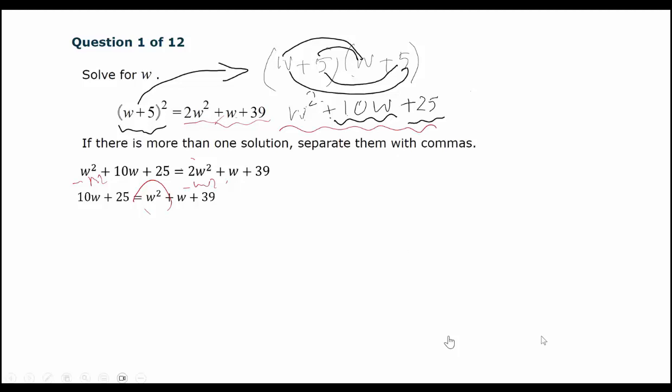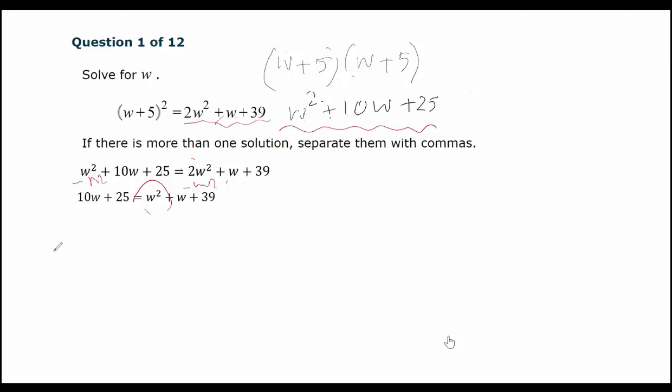That's the only reason why I'm doing it. So now, if I subtract W squared from both sides, on the right side, I have 2W squared minus W squared, which is W squared. And it's gone from the left side. So on the left side, we have 10W plus 25. And the right side, we got W squared plus W plus 39.